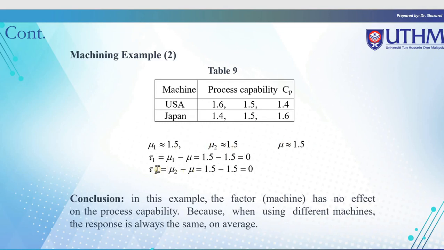When we want to calculate the effect of each level, for the first level it is the mean of the first level minus the overall mean. So we get 0. The same thing for the second level. So both tau are equal to 0. So we can conclude that the factor, which is the machine, has no effect on the process capability because both give 0 effect. That means it doesn't matter which machine we use, the same result will happen.